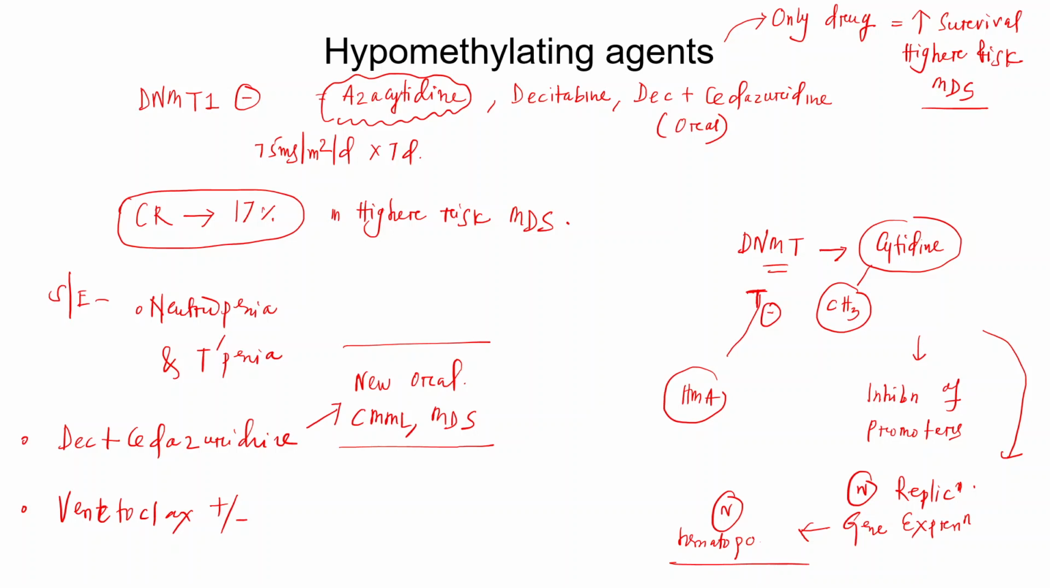Okay, and if the patient fails on hypomethylating agent, still you can give a trial of venetoclax. And remember, if the high risk MDS group patients are not responding to hypomethylating agent, the only option that we have is allogeneic hematopoietic stem cell transplantation. Okay, other than that, the survival is very poor.